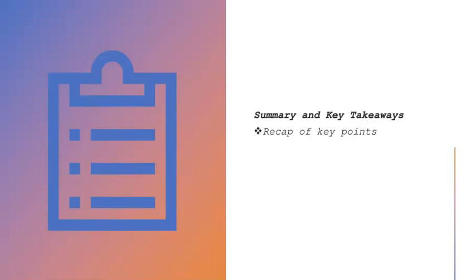Recap of key points. Cognitive load theory is a framework that explains how the human brain processes and stores information. It emphasizes the importance of managing cognitive load for effective learning and problem solving. Cognitive load refers to the amount of mental effort required to process information. There are three types of cognitive load: intrinsic, extraneous, and germane. Intrinsic load is the inherent difficulty of the task.